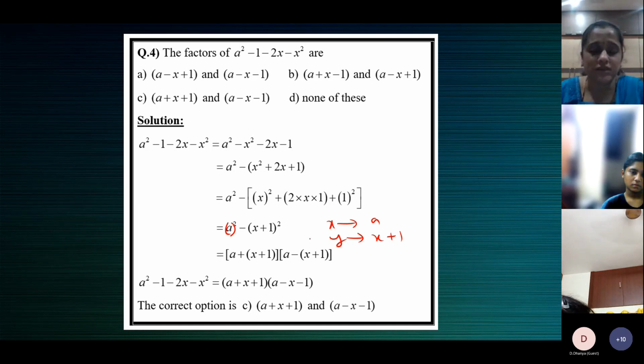So x square minus y square, how do you factorize? See here, what is x? This is x. This is y. You can see x plus y into x minus y.